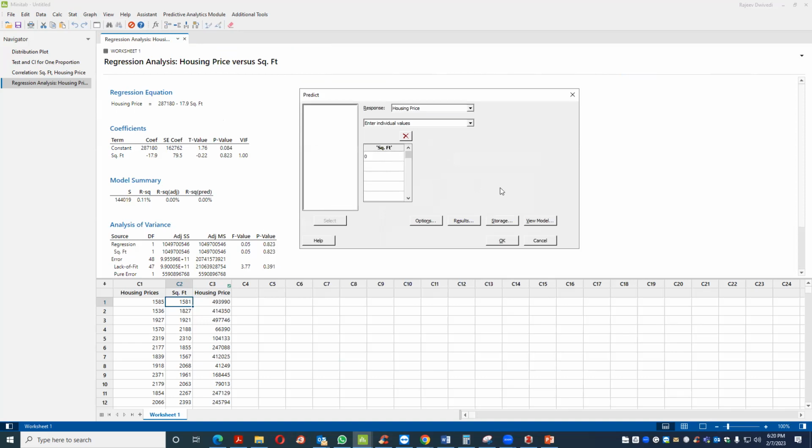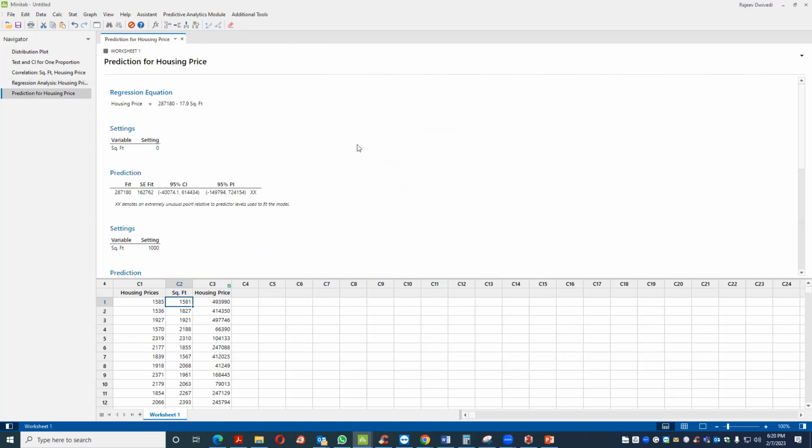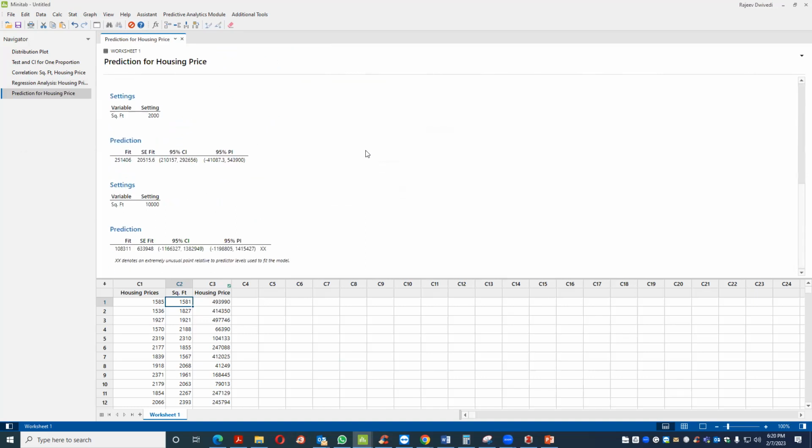One is 0 square feet. That means just land. Another is 1,000 square feet. Third is, let's say, 2,000 square feet. And last is 10,000 square feet. And see what is the difference you get. So here we have the 3 houses.